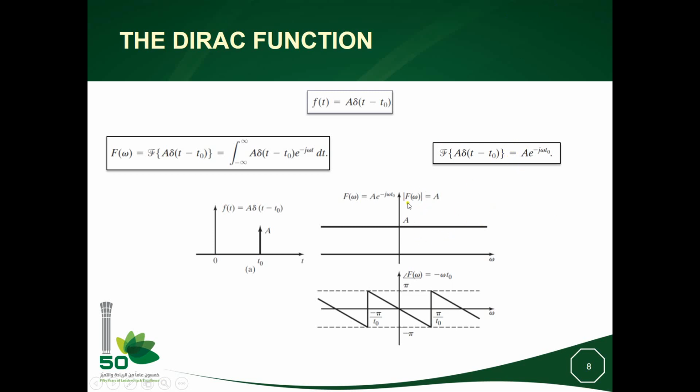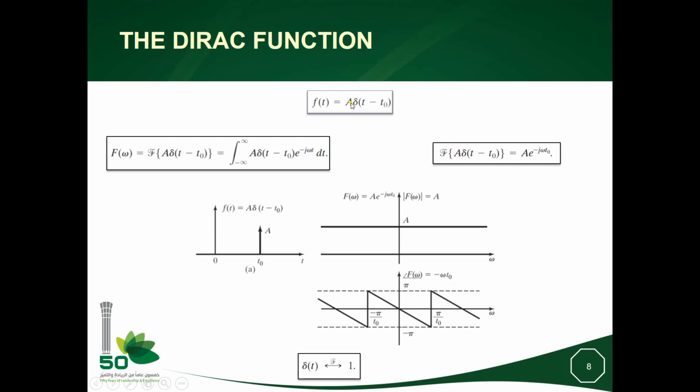So the amplitude of F of omega is equal to A. It is clear that this is a complex number written in exponential form, where the modulus of this complex number is equal to A, and the phase is dependent on omega, and it is minus t0 omega for all omega.